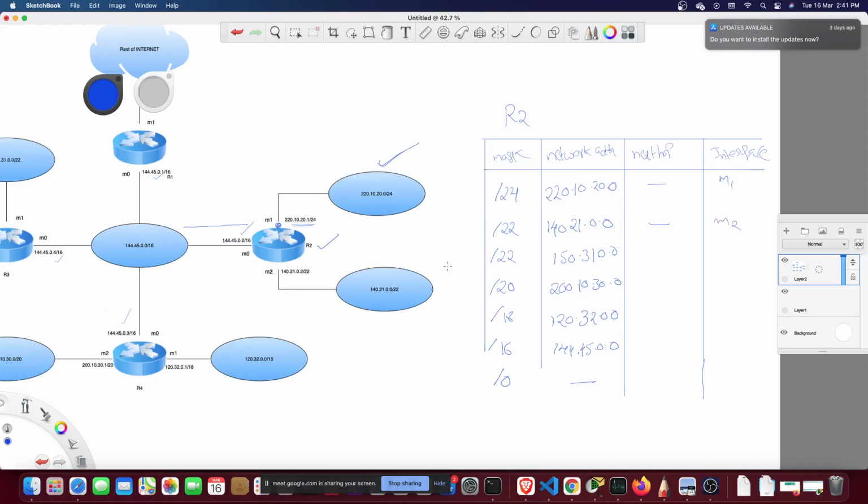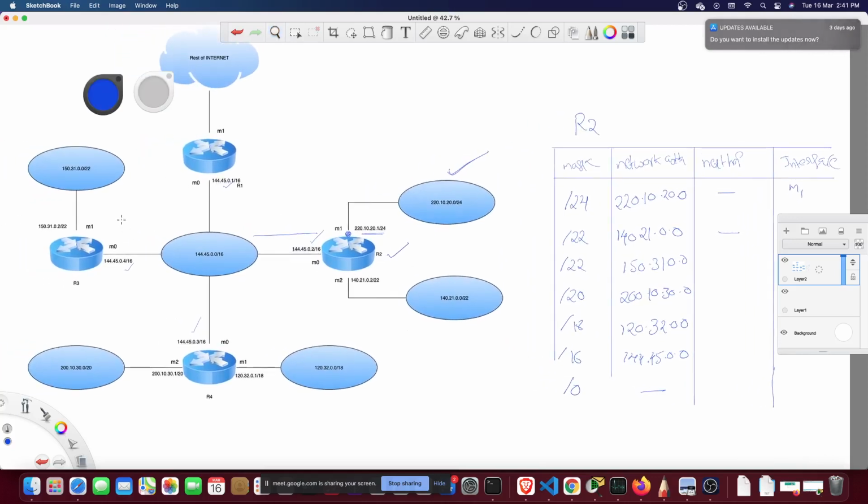Okay, and now let's go here, 22. When a packet is destined for this network, where to send this packet? Let's say the packet might be coming this way or might be coming from here. Where to send this packet? When the packet is destined for this network, 150.31.0.0, it should send to the next stop, this IP, right?